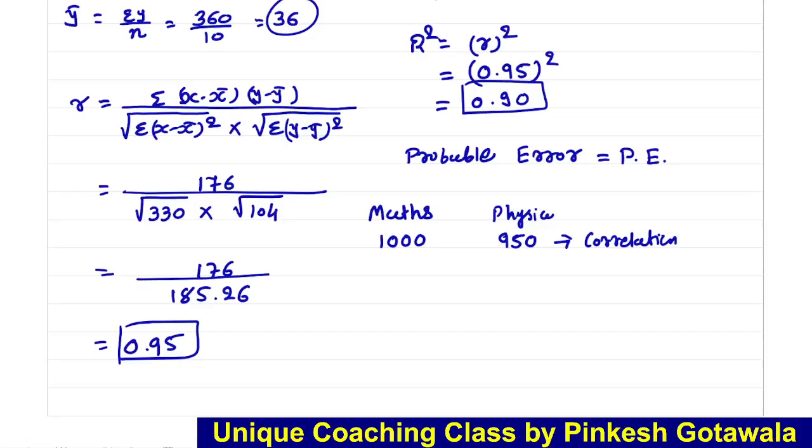Now when their papers have been checked, their marks will come, so the marks would be like this. Suppose the paper is of 100 marks. The maths paper was of how many marks? It was of 100 marks.